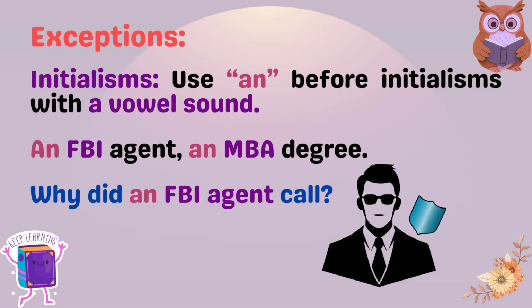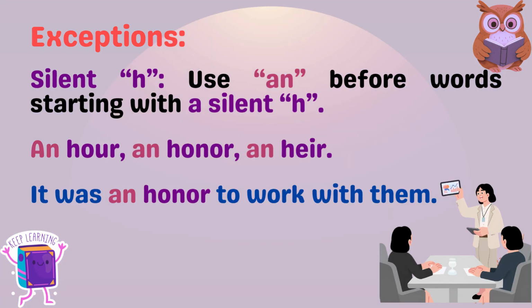Initialisms. Use an before initialisms with a vowel sound. An FBI agent, an MBA degree. For example, why did an FBI agent call? Silent H. Use an before words starting with a silent H, like hour, honor, and heir. For example, it was an honor to work with them.